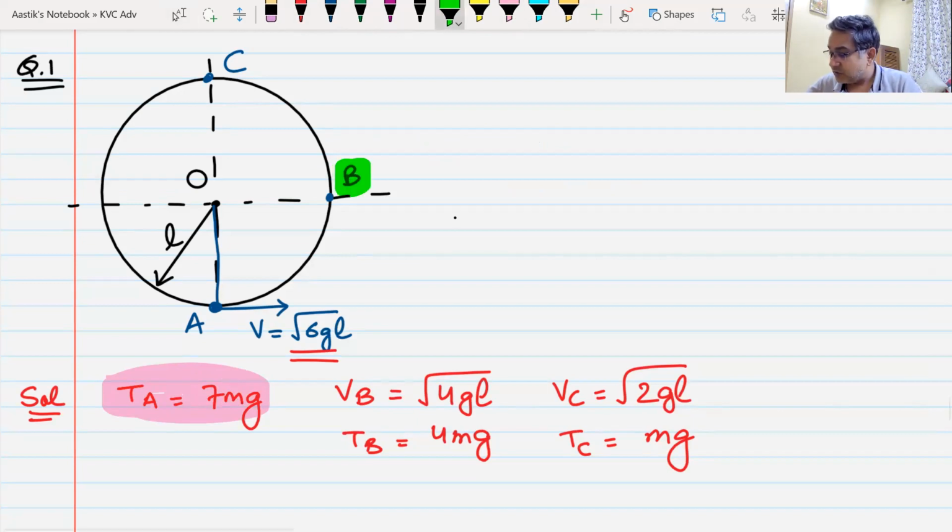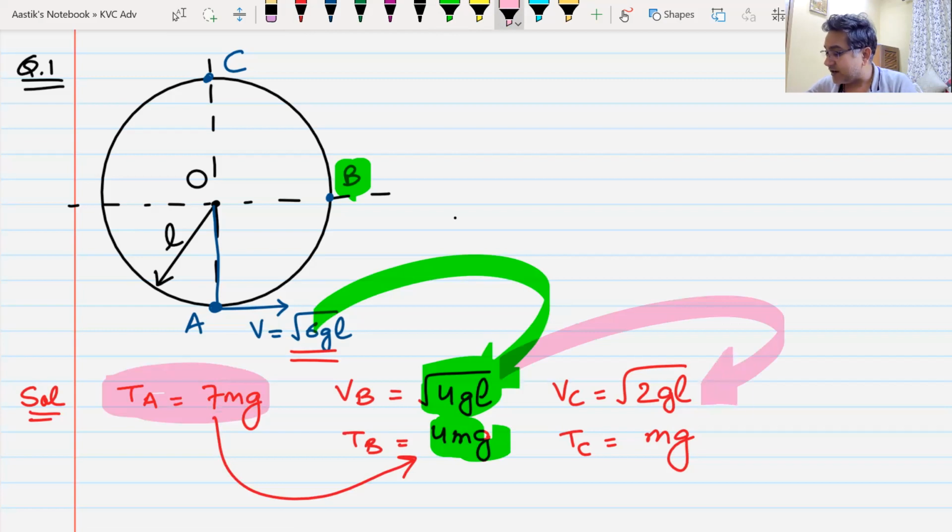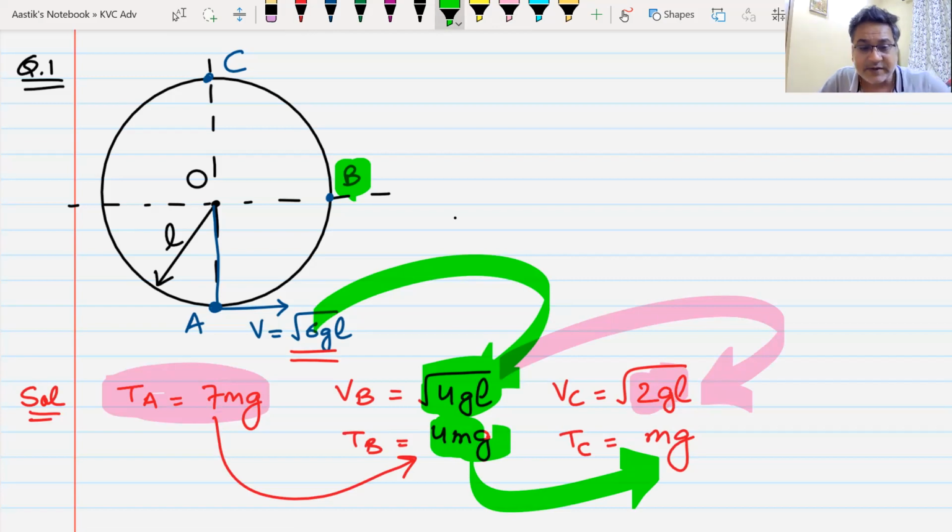Velocity at point B, you subtract 2 from here and you will get the velocity at point B, root over 4GL. Do we understand this? Yes, sir. You subtract 3 from this and you will get the tension at the point B, 4 mg. Do we understand this? To get the velocity at the highest point, you again subtract 2 from it. To get the tension at the highest point, you subtract 3 from this. So tension goes down by number of 3 and velocity goes down by number of 2. Do we understand this, or has this gone above your head?